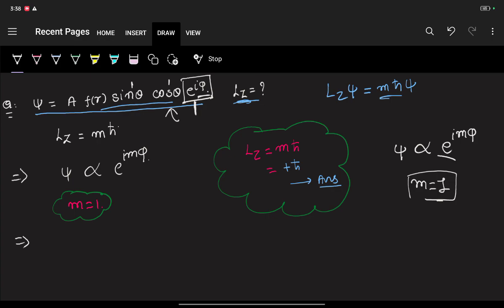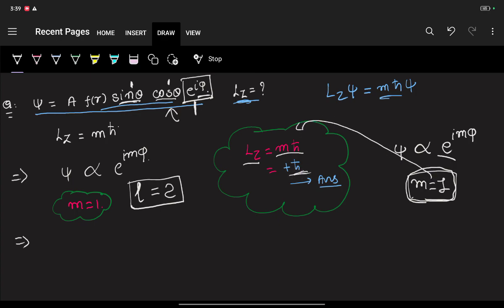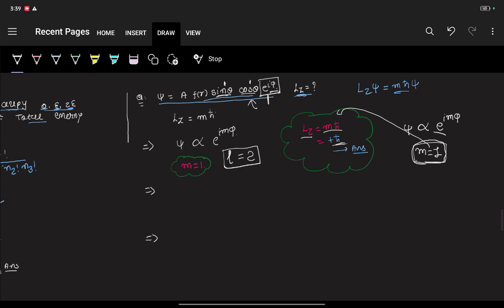Also in spherical harmonics, if the wave function is of sin theta cos theta, sin square theta cos square theta, you may have learned that if there are two functions, sin theta and cos theta, and their power is 1, that means the angular momentum will be 2. But in this case, we need the value m is equal to 1. So Lz is equal to m h cut. By putting this value in, we will get h cut. That will be our answer.